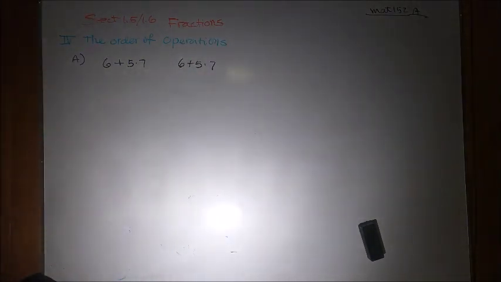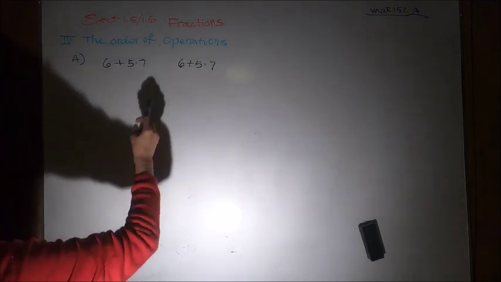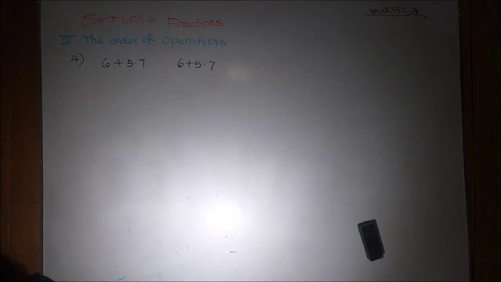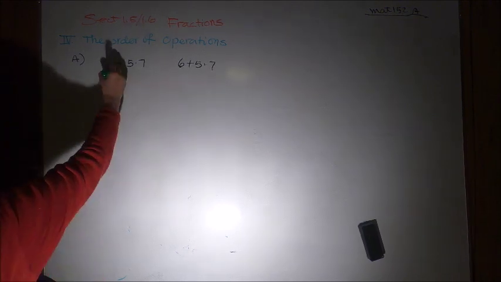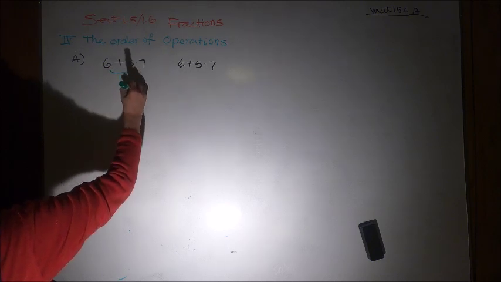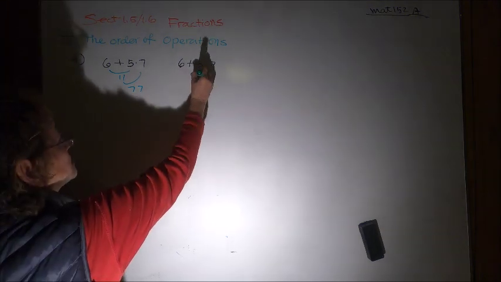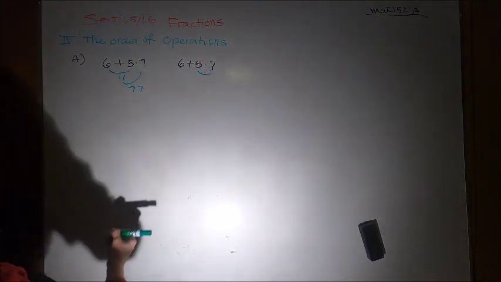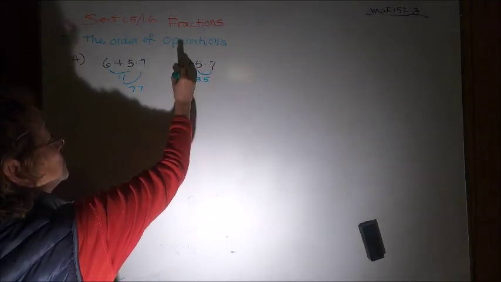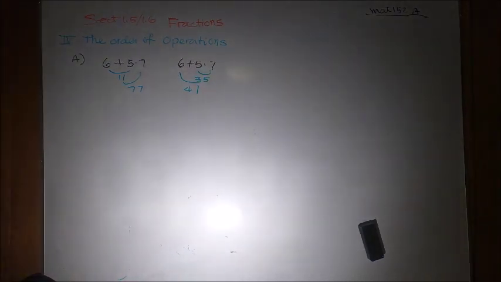So, for this one, if I have add and multiply, if one person does this one first, 6 plus 5 is what? 11 times 7 ends up at 77. If another person does this one first, 5 times 7, 35, plus 6, you end up with 41. It has different answers. We cannot do that in math, okay?